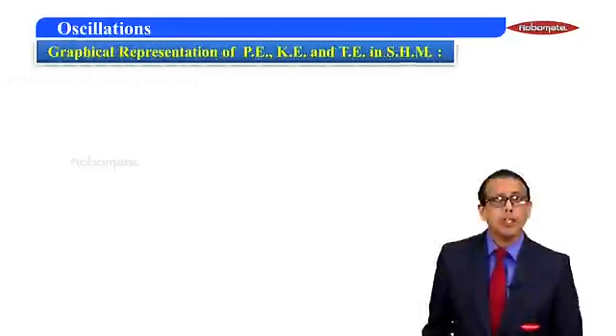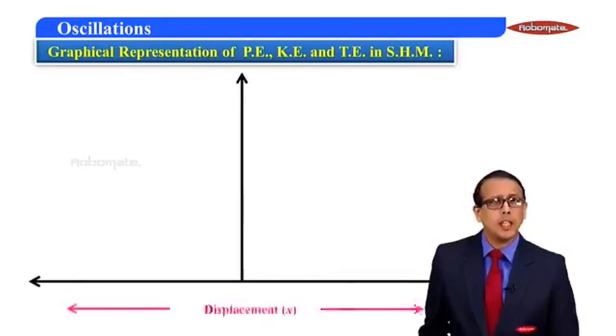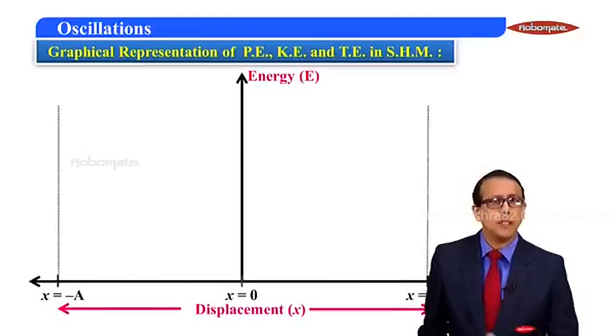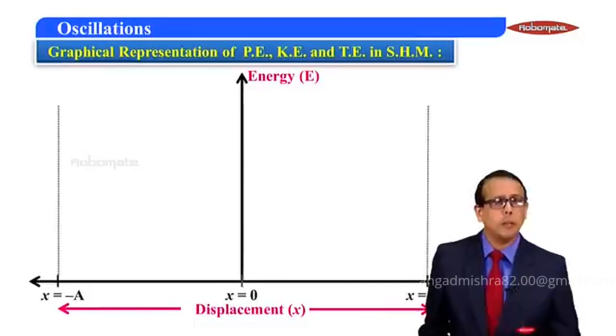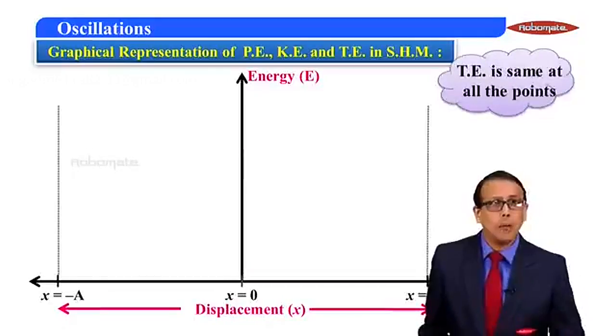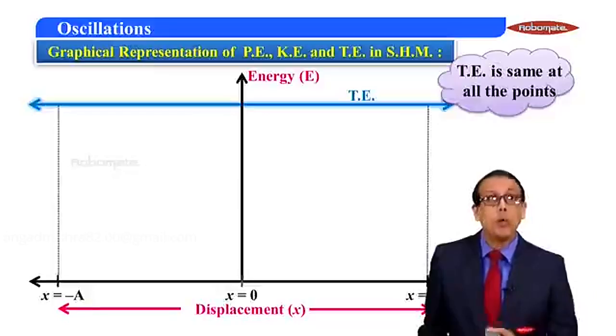Now, students, let's go for graphical representation of the three energies in SHM. So let's plot energy versus displacement. So very clearly we can see the three positions: minus A, x is equal to 0 and x is equal to plus A. Now, as we know, total energy is same at all the points, that means it does not change. So the graph of total energy will be a straight line parallel to displacement or x-axis.